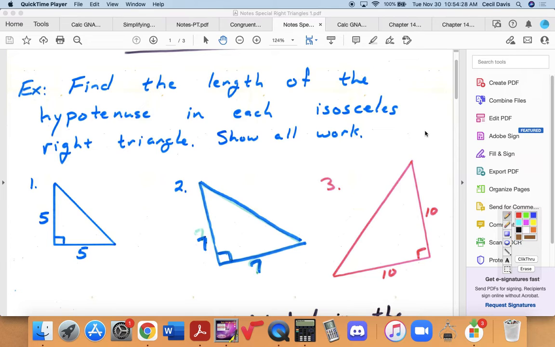So, in each of these triangles, by the way, what kind of a triangle is every single one of these triangles? Because it's got two congruent sides. Isosceles. Each of these is an isosceles right triangle. So it's not just any ordinary right triangle, it's an isosceles right triangle. And we get that this is 5 square roots of 2, this is 7 square roots of 2, and this is 10 square roots of 2. Everybody good on that? Oh, okay. It makes sense.